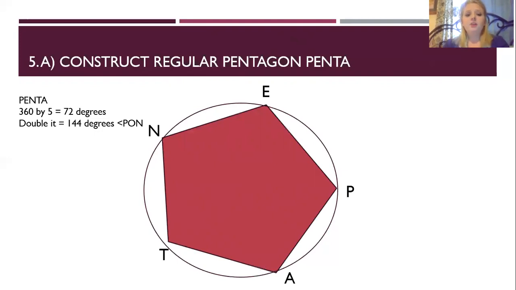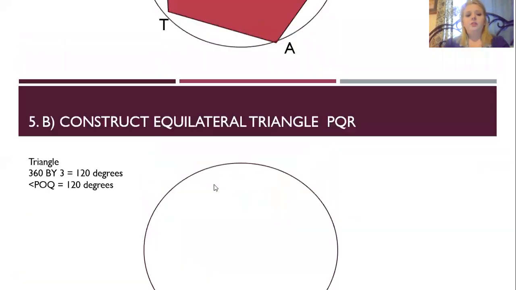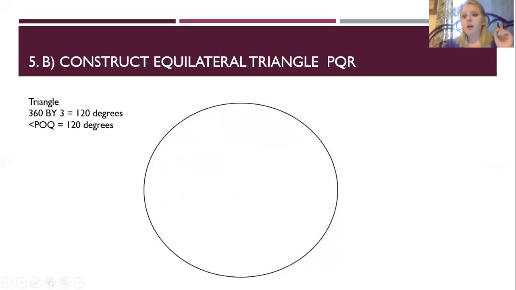So to find the interior angle, we need to break it down to 360 divided by 5. And when we do that, it's going to be 72 degrees. But we need to double it, okay? And so when we double 72, or multiply it by 2, it's going to be 144 degrees, okay? We're going to keep that measurement in mind, and we're going to move on next.